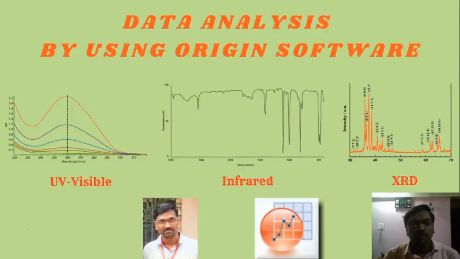So what we require is the Origin software downloaded and installed in your computer and the txt file got from the operator. Okay, so let's look at how to analyze that txt file or how to create a graph from the txt file.